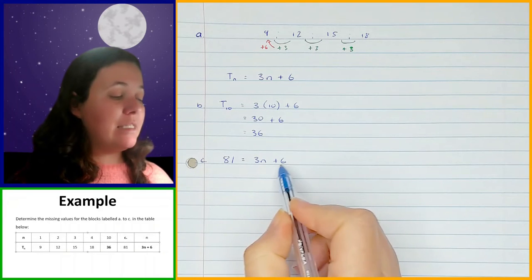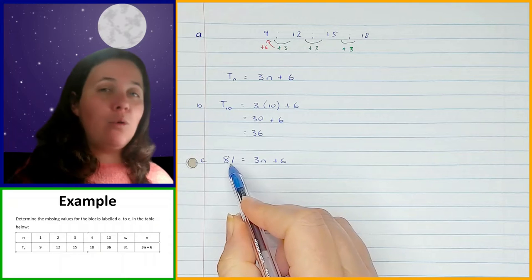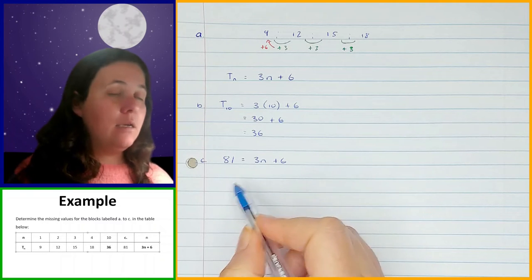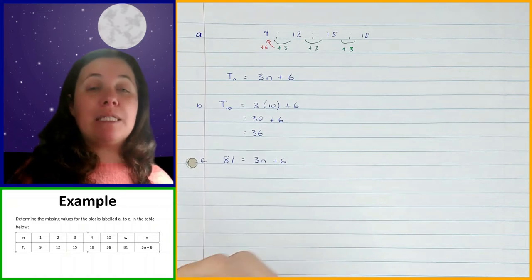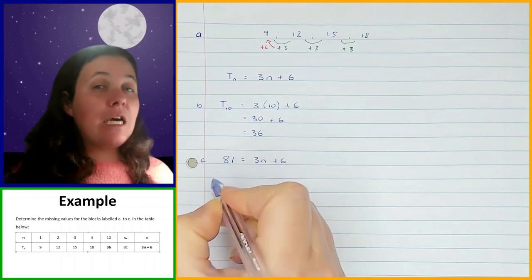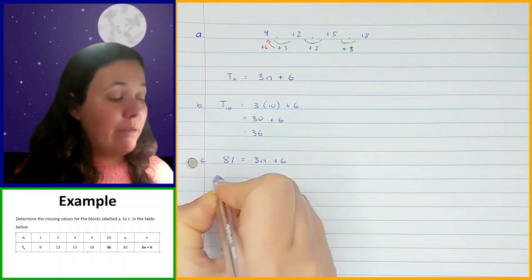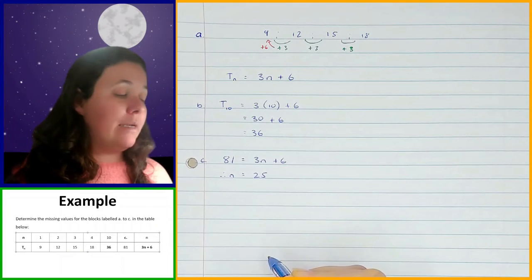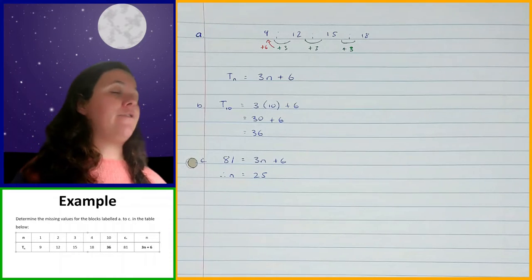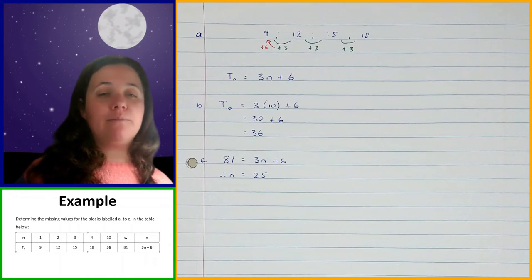If I take the 6 off and I say, well, what was 81 before I added 6? Before I added 6, I would have had 75. So 3 times something must give me 75. So 3 times 25 will give me 75. That means that n must be equal to 25. So that is what I'm going to have for C in this table over here.